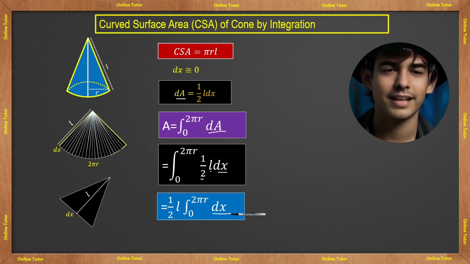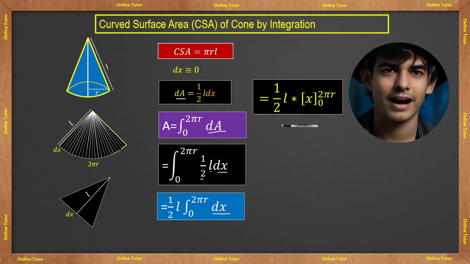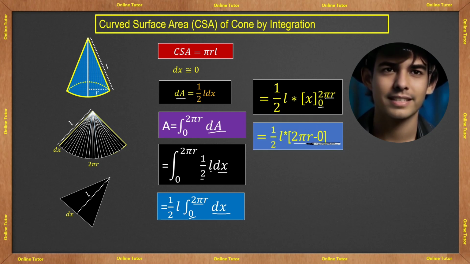Now we all know that the integration of dx is nothing but x. So it will become half L multiplied by x, and the limit will be 0 to 2 pi r. So now I will put the limit inside. It will be half L multiplied by upper limit minus lower limit. So this is the upper limit 2 pi r minus the lower limit 0. So 2 pi r minus 0 will be nothing but 2 pi r.